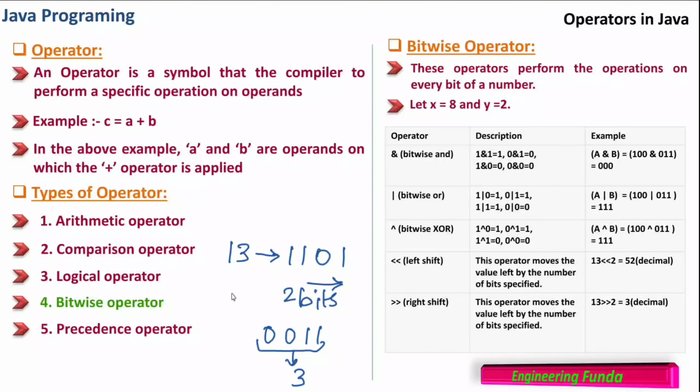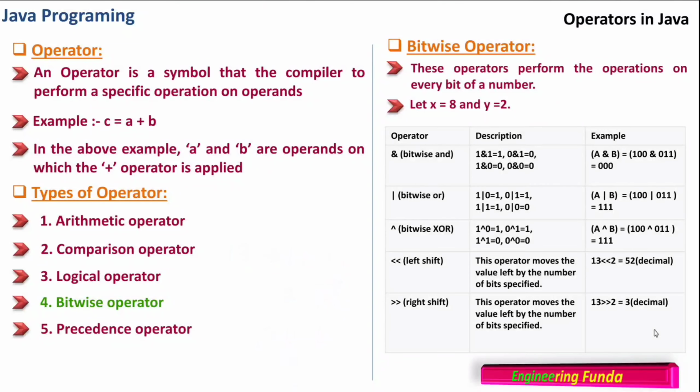Same way, if we look at the right shift, 13 has the binary representation 1101, and if we shift 2 bits to the right, the 0 1 will be gone and 2 zeros will be added onto the left hand side. So it will become 0011, which is 3 in decimal. I hope this bitwise operator is clear.